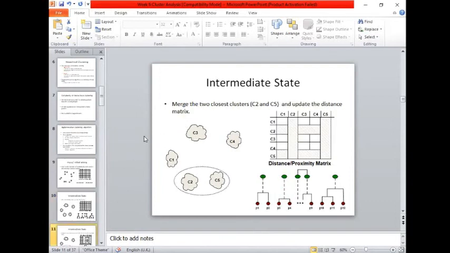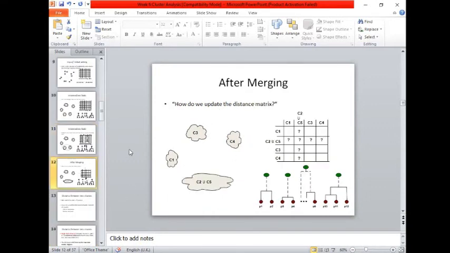And after that, we merge the two closest clusters, which is cluster 2 and cluster 5. And also we update the distance. So this is the updating distance between cluster 2 and cluster 5. Cluster 3 and 4 are still divided, but this one is totally merged. The same, combining. And after the merging, as you can see, how do we update the distance matrix?